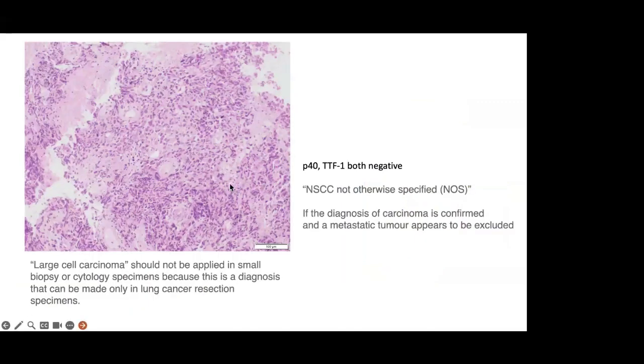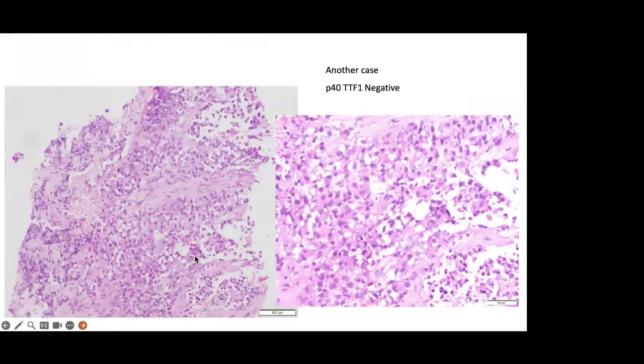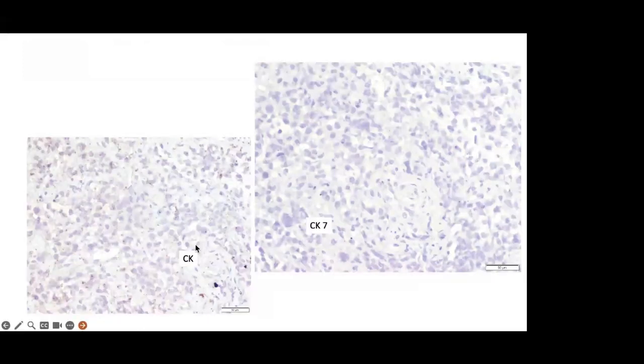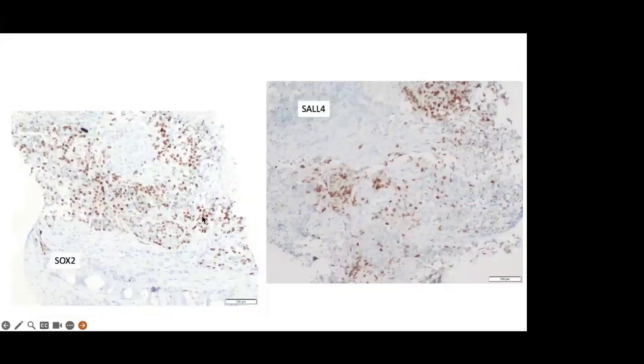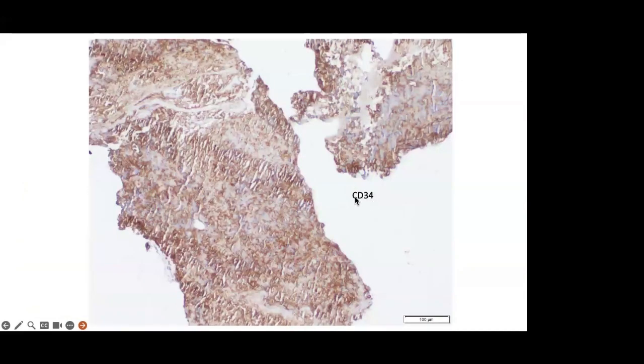This is NOS, when P40 and TTF1 are both negative and we cannot make a diagnosis. And large cell carcinoma is a diagnosis in resection specimens, not in biopsy or cytology specimens. This is another case, which is again P40 and TTF1 negative. In this case, it is important to decide whether we are dealing with carcinoma or not. For that, keratins were done. It was negative for CK, negative for CK7, but positive for SOX2, SALL4, germ cell transcription factors. These two are positive. CD34 was positive.